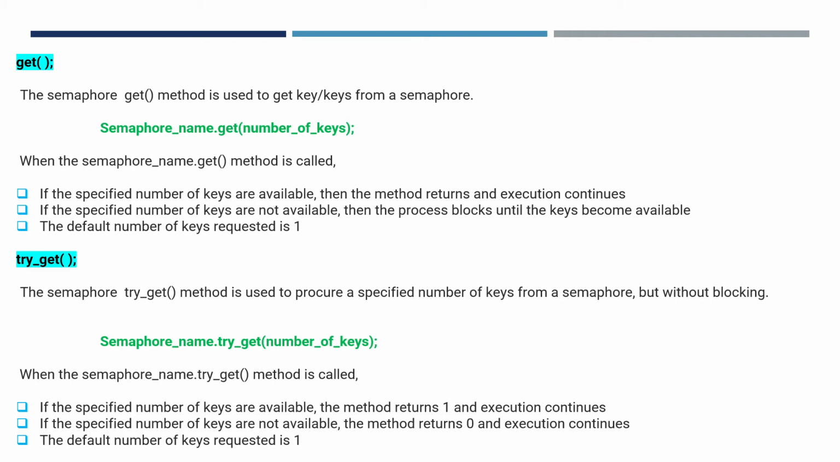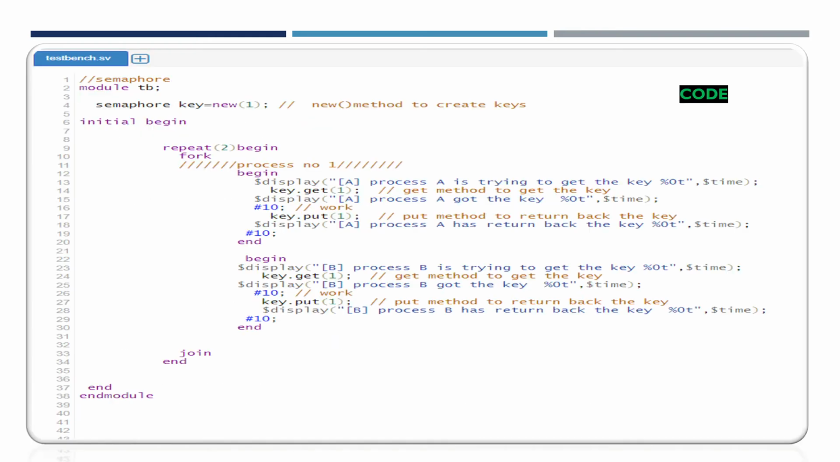Try_get. The semaphore try_get method is used to procure a specified number of keys from a semaphore but without blocking. The syntax is semaphore_name.try_get(number_of_keys); When the try_get method is called and the specified number of keys are available, the method returns 1 and the execution continues. If the specified number of keys are not available, the method returns 0 and the execution continues. The default number of keys requested is 1. And the next part will be explained by Amarjit.